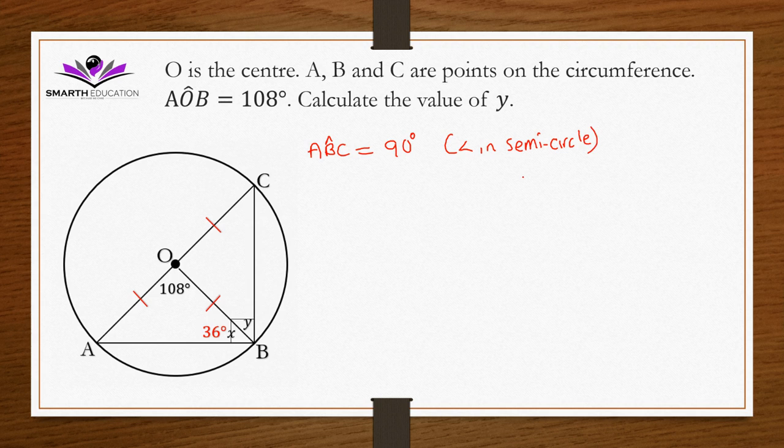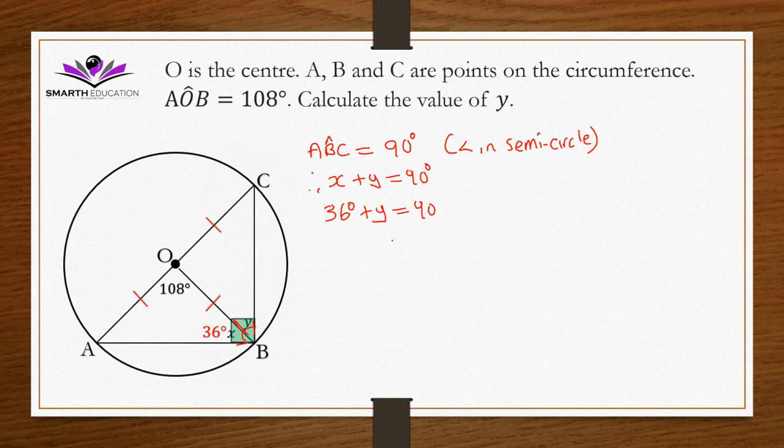Okay, right. So now if we add these two angles, the x and the y here, we must get what? We must get 90. So I can say x plus y must give us 90 degrees, because these are the two angles that make 90 degrees. And we know x is 36 degrees. So 36 degrees plus y is equal to 90 degrees.